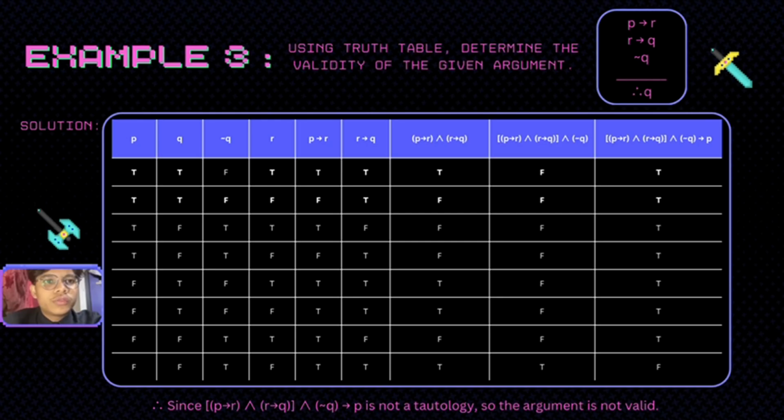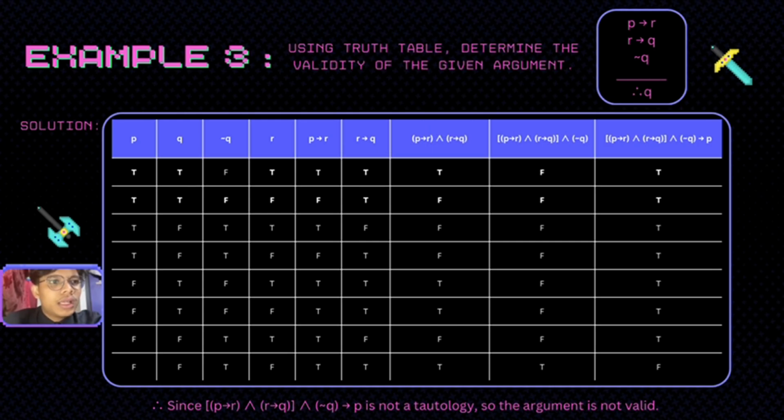Negation Q is false, false, true, true, false, false, true, true. P implies R is true, false, true, false, true, true, true, true. R implies Q is true, true, false, true, true, true, false, true. P implies R and R implies Q is true, false, false, false, true, true, false, true. P implies R and R implies Q and negation Q is false, false, false, false, false, false, false, true.